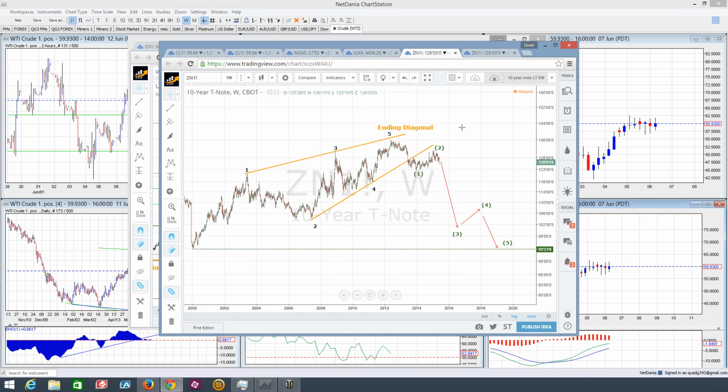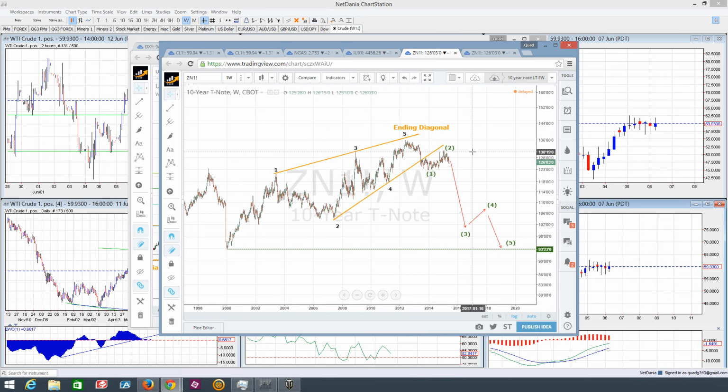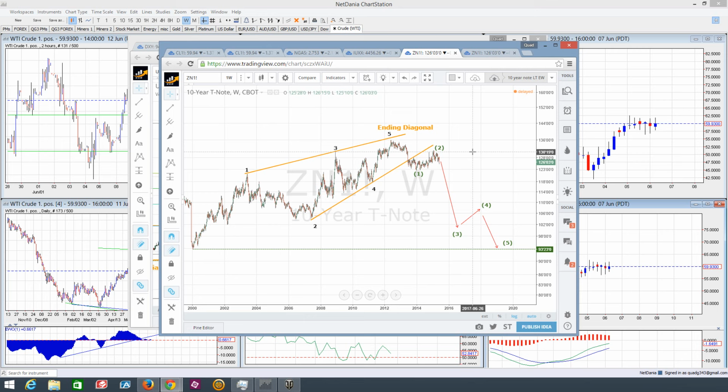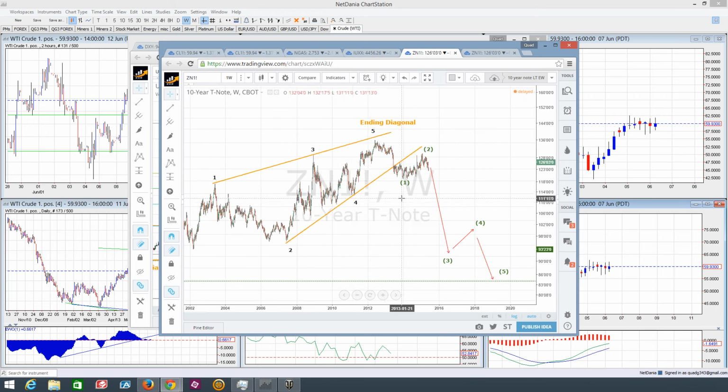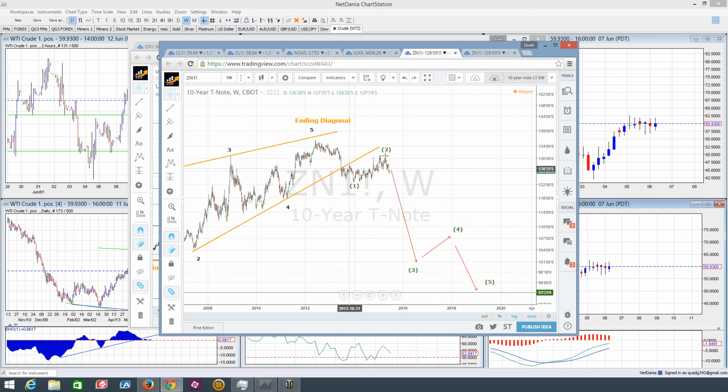Let's move on to the 10-year note. We've got an ending diagonal, and it looks finished to the long-term count here. And so the expectation is we finished up wave 2. It's done a good job of backtesting the previous breakdown of the ending diagonal. And now the expectation is to start to see this wave 3 unravel the price to the downside.